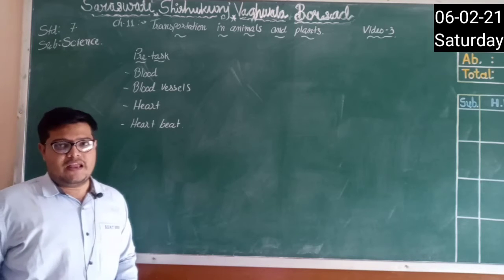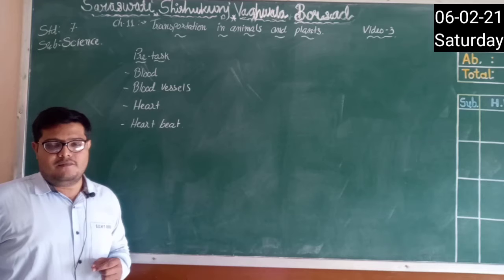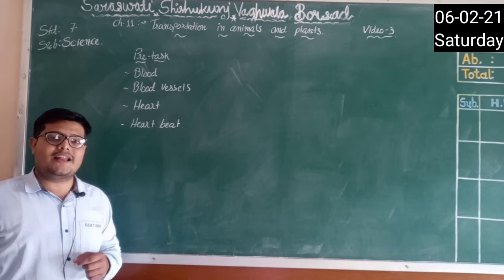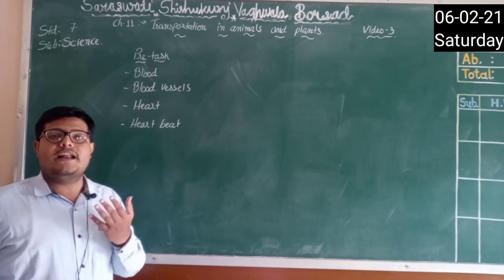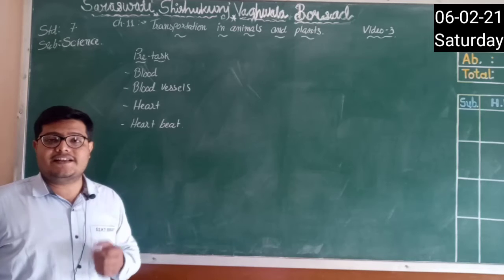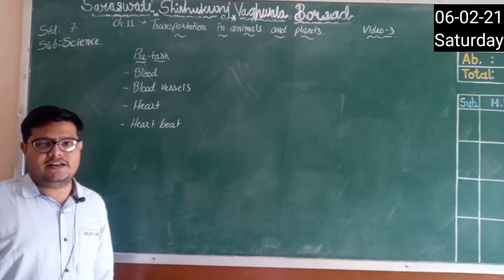One more thing about the veins, there are valves present in the veins. These valves will not allow blood to flow backward. They allow only one direction, so your blood flows in one direction in the veins. So there are valves present in the veins.